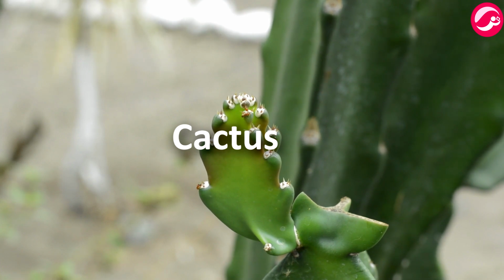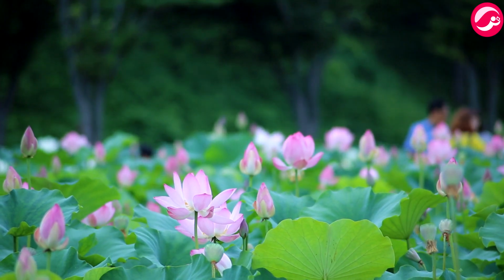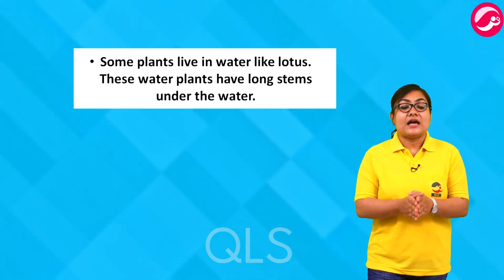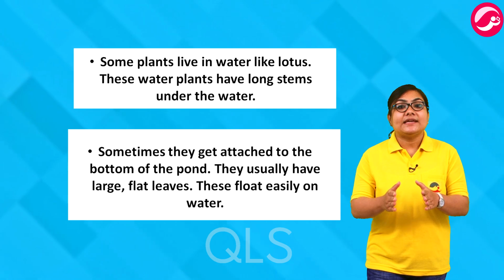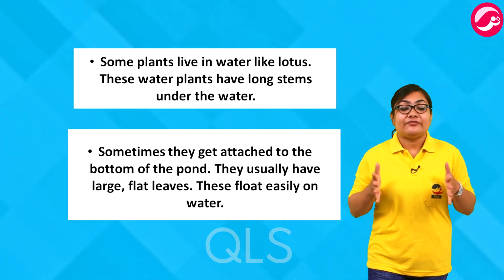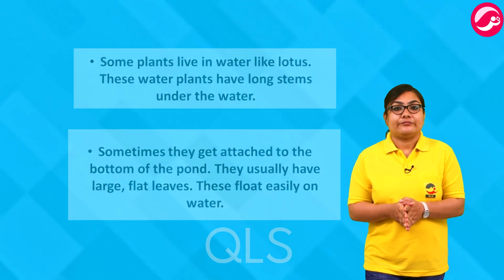They have deep roots. Their stems are fleshy and store water. Some plants live in water like lotus. These water plants have long stems under the water. Sometimes they get attached to the bottom of the pond. They usually have large flat leaves. These float easily on the water.